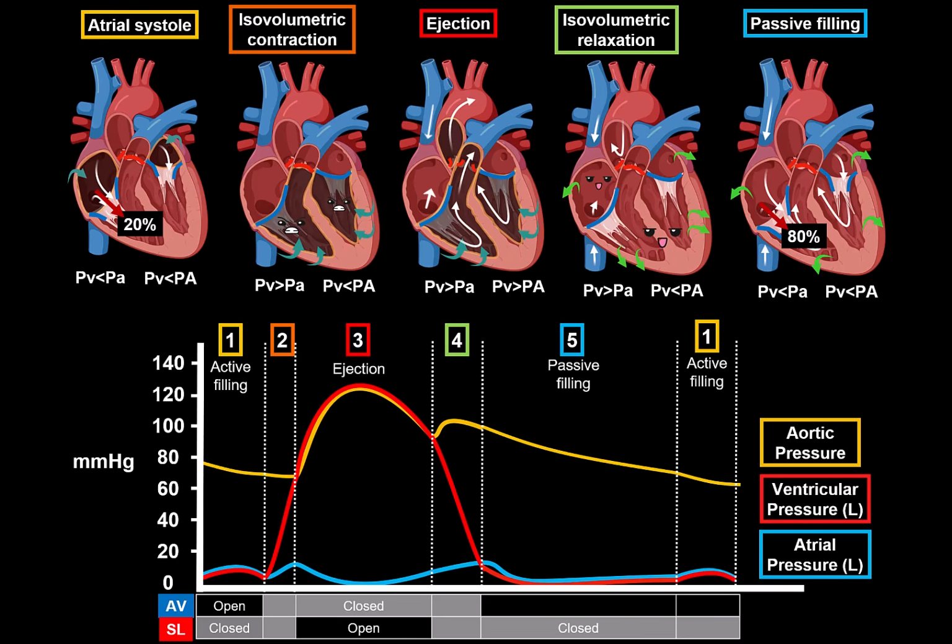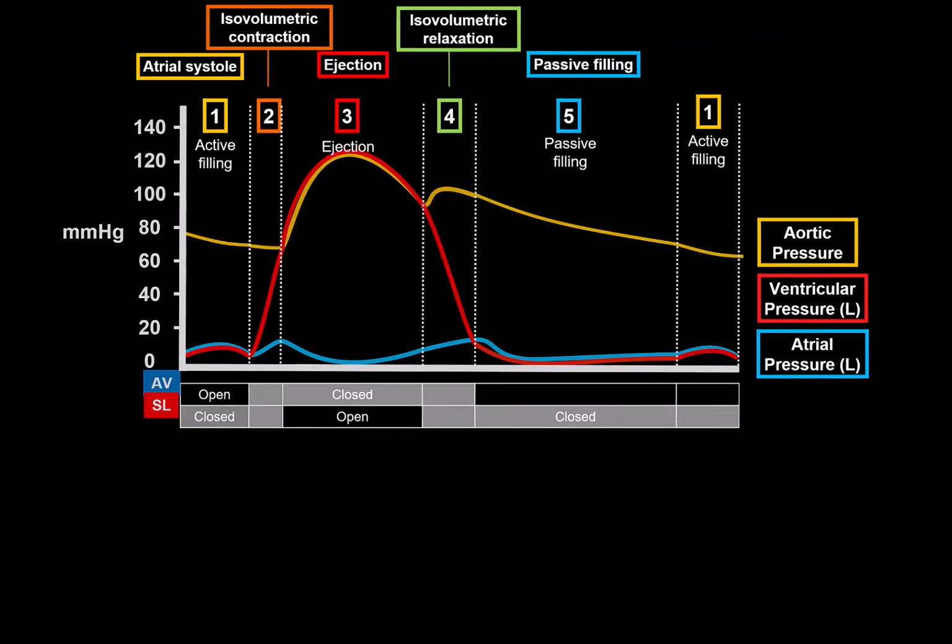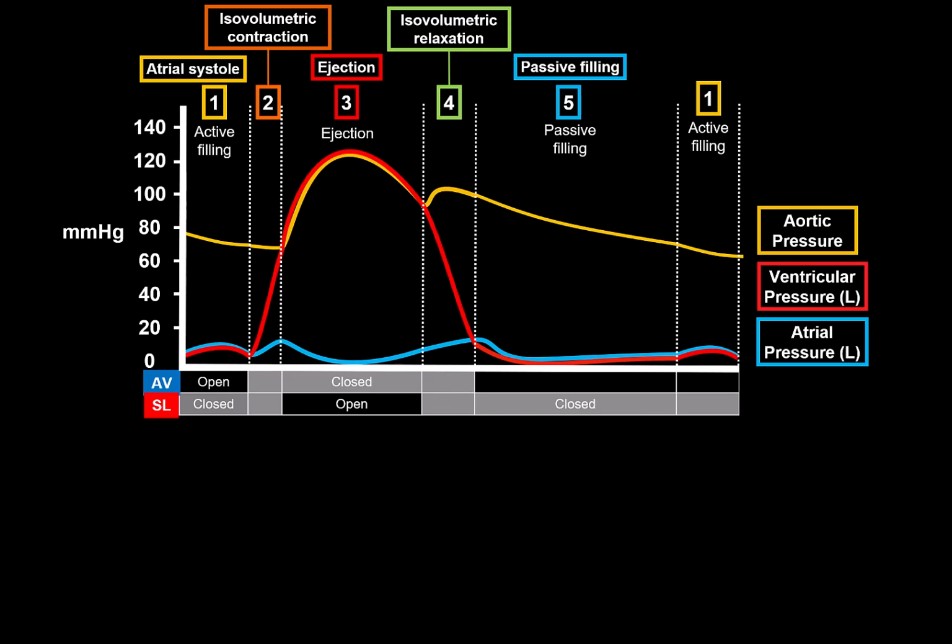You will notice every time the blue line is above the red line, the AV valves are open, and whenever it's below, the AV valves are closed. Same with the semilunar valves. When the red line is above the yellow line, the valves are open, but when the red line is below the yellow line, the semilunar valves are closed. Awesome. Let's now expand this diagram a little bit more.